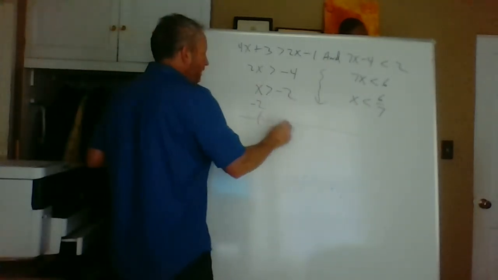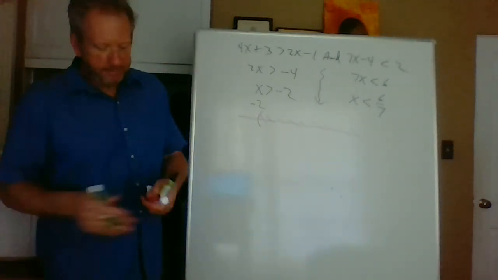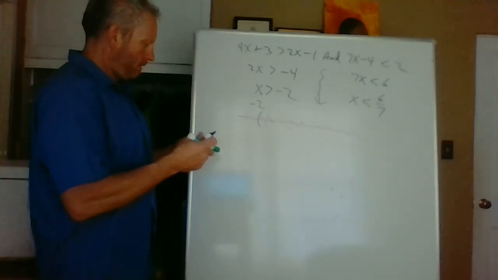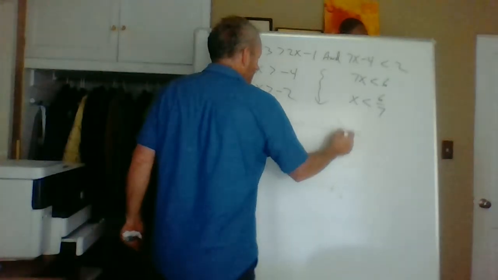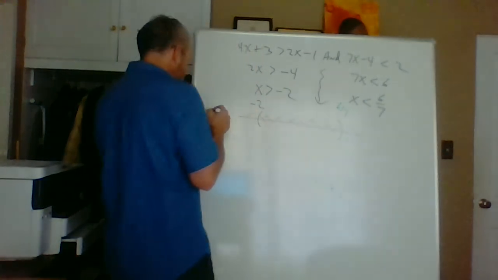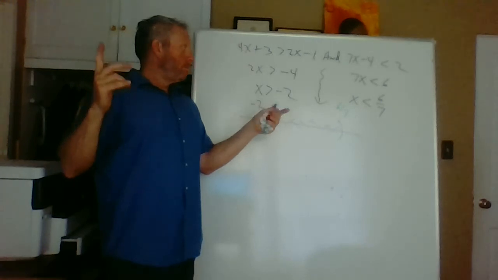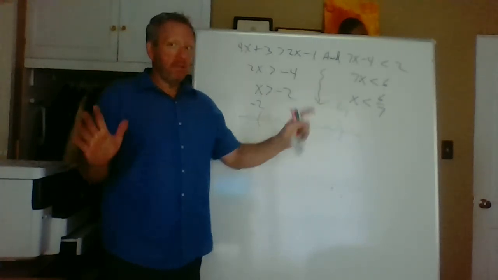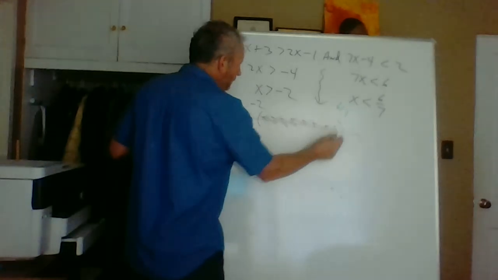I'll mark here, so everything going off in this direction. And then x is less than 6/7. So say 6/7, that'd be everything going in this direction. And our solution set, because it's "and," we need all the numbers that satisfy this and this simultaneously. So the solution set is everything in the middle.